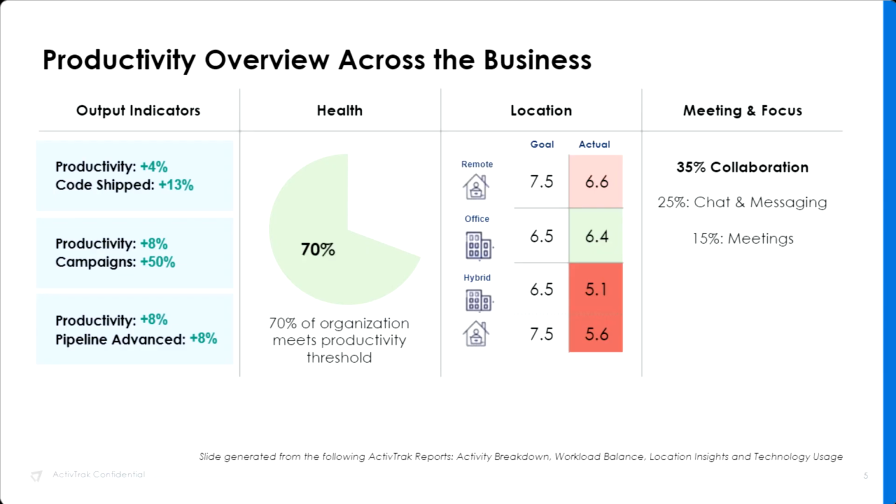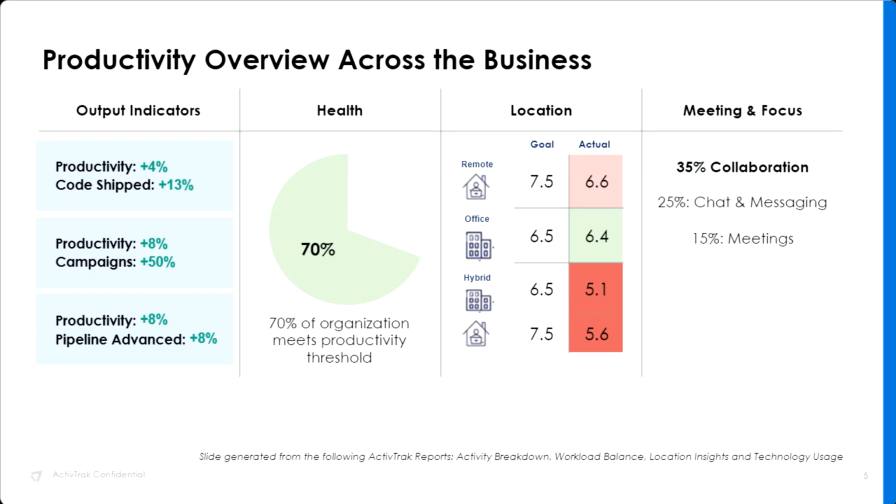Or if we think about this from a marketing perspective, the productivity is up 8% in the marketing organizations, and the campaigns are also up 50%. From a sales perspective, the productivity is up 8%, and the pipeline advanced 8%. Being able to see insights like these helps you understand that if your productivity and your effort is up in ActivTrak, the question becomes, is it also resulting in an improved output?